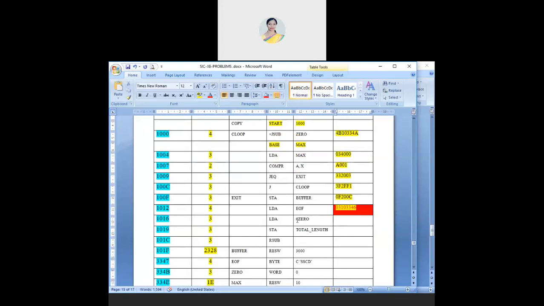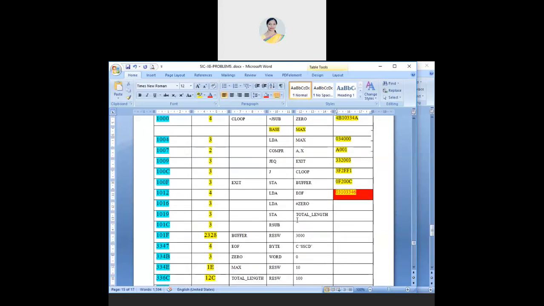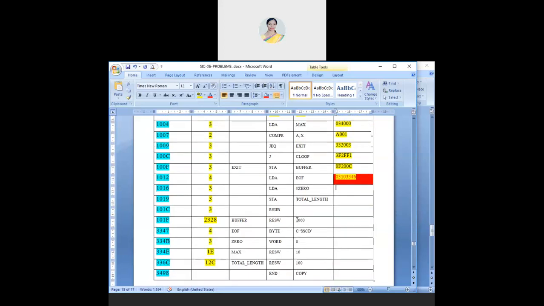Okay, what is LDA hash 0? What is the value of LDA hash 0? Tell the value fast. It's only 1 byte difference. See, whatever you have done, for that you have to add 1 byte. Yes, Prajwal, I'm calculating.